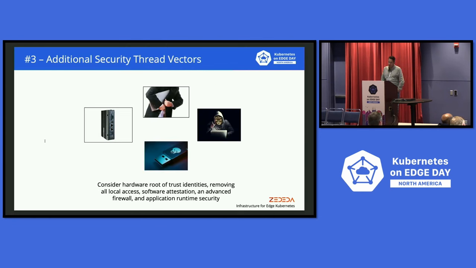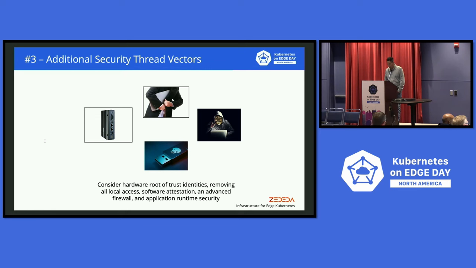A third is security threat vectors. These devices are often in the wild. They're running in retail stores, car dealerships, oil wells. They go missing. People plug USBs into them.